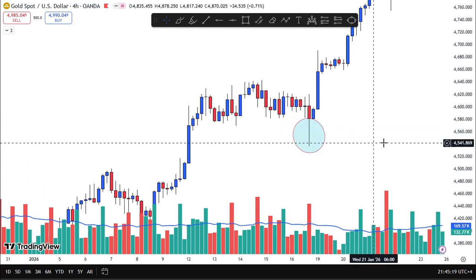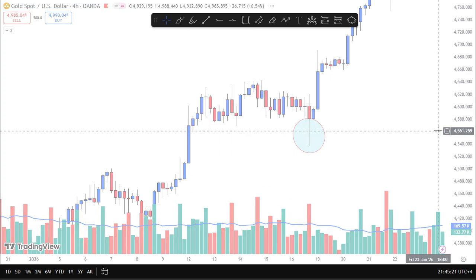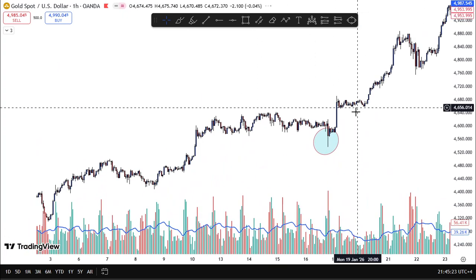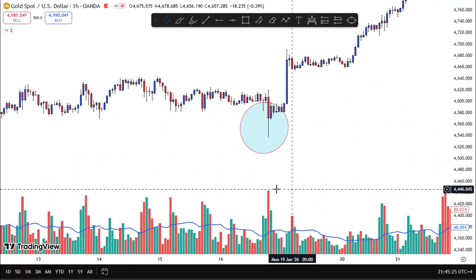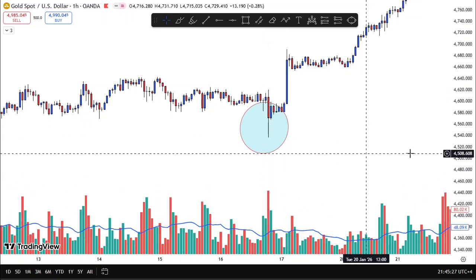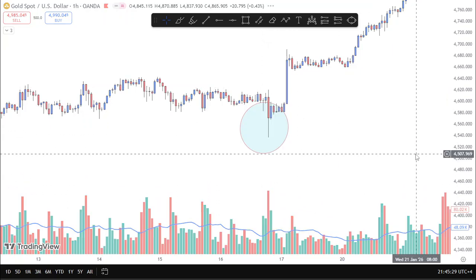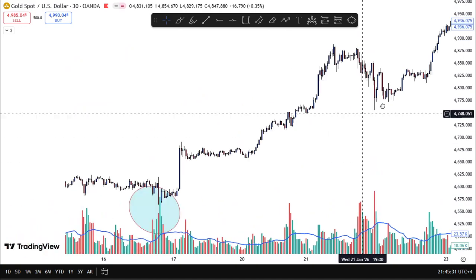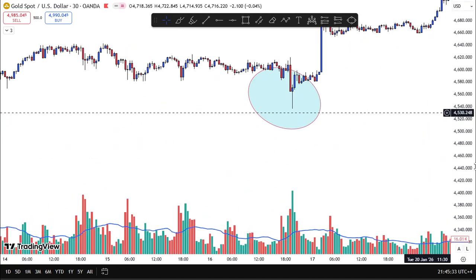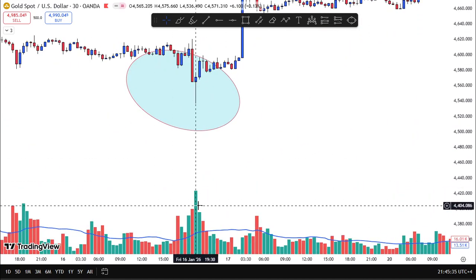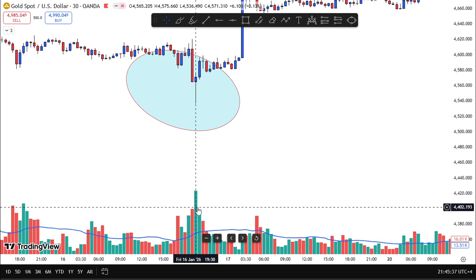Now what I do is I move to the 1 hour. Yes, we have a lot of selling pressure. Why are we going up? What is happening? We move to the 30 minutes. And boom. That was not selling volume, that was buying volume.